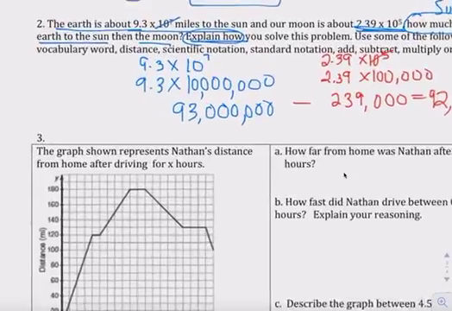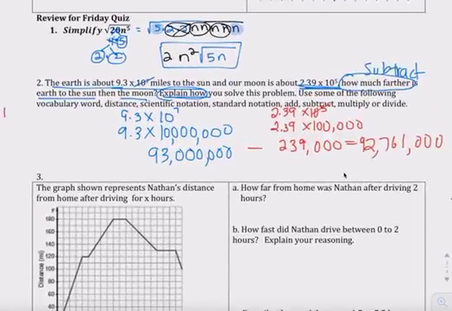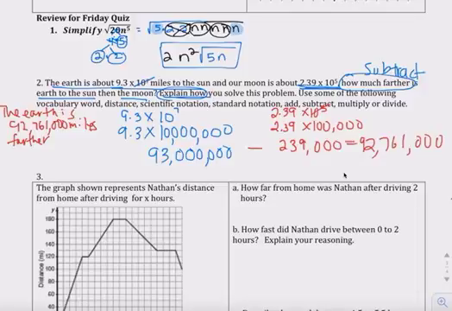So, okay, how much further is the Earth to the Sun than the Moon? The Earth is 92,761,000 miles further to the Sun than the Moon.